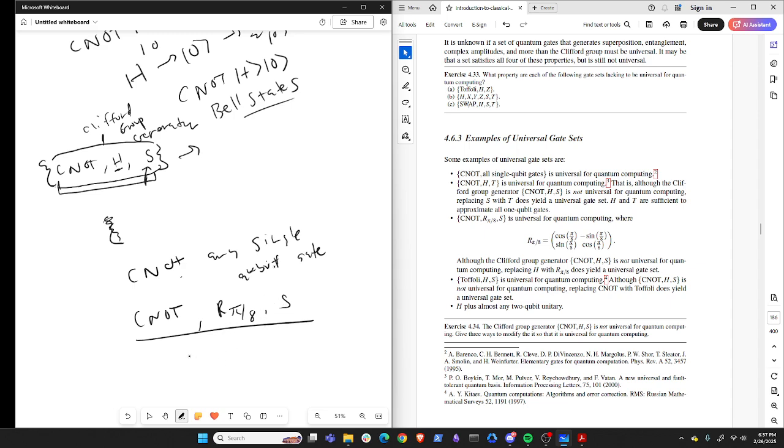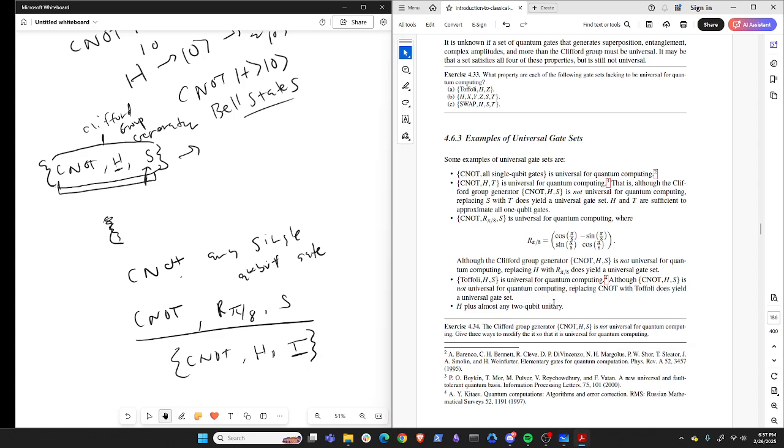The C naught, H, and T. C naught gives us entanglement, H gives us superposition, T allows us to work with complex amplitudes. Therefore, these three can build any gate.